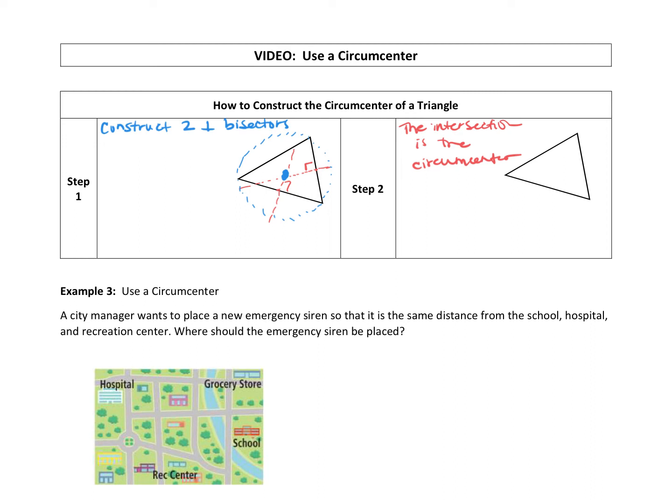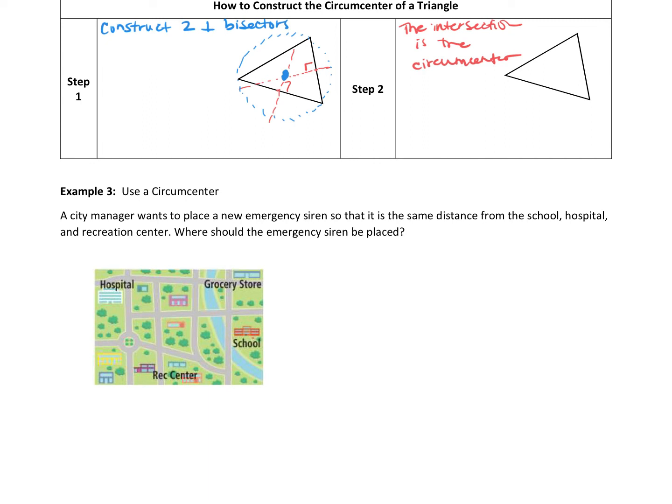All right, so now let's use a circumcenter in an example. We've got a city manager who wants to place a new emergency siren so that it is the same distance from the school, the hospital, and the rec center. Well, that's a great idea. Put it the same distance away. Where should the emergency siren be placed?